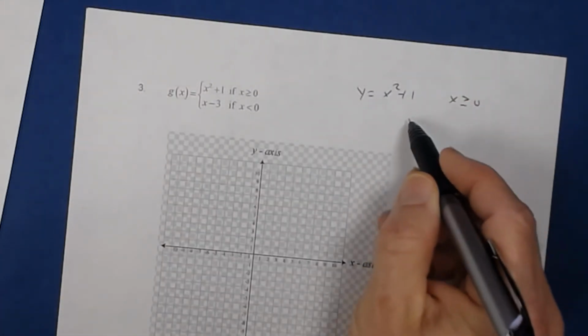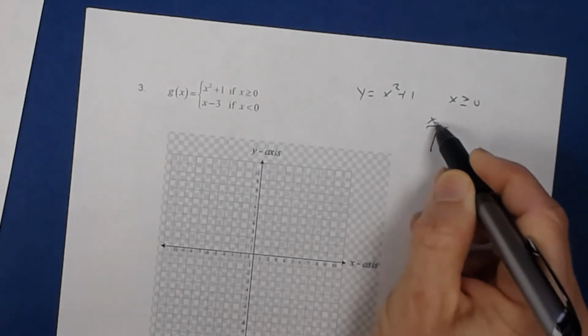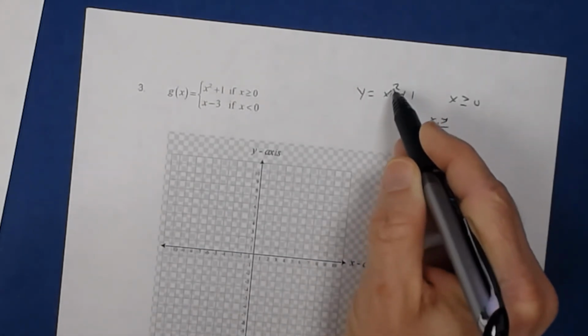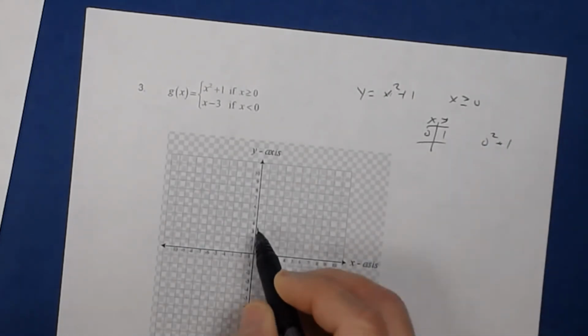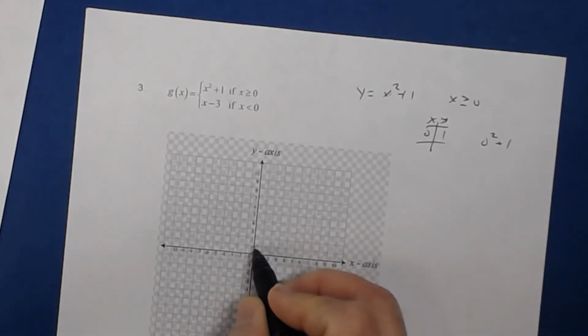All right, so I got to use 0. If x is 0, I get 0 squared is 0, 0 plus 1 is 1. So 0 squared plus 1, right? So I apply the 0, 1. You can't see it, but that's about here.